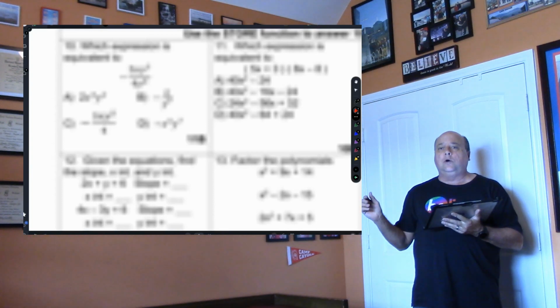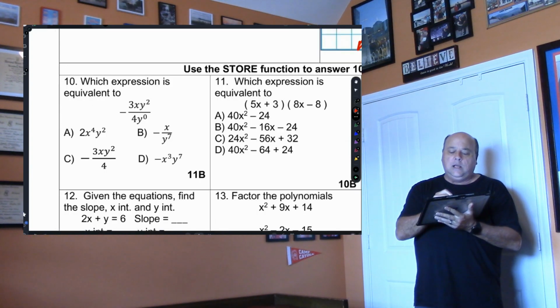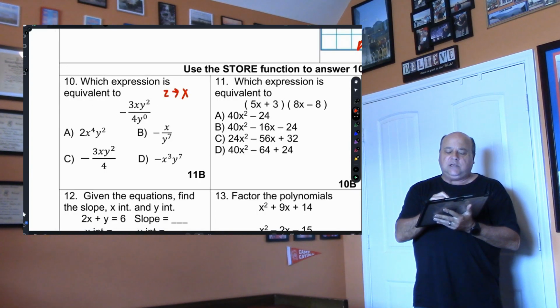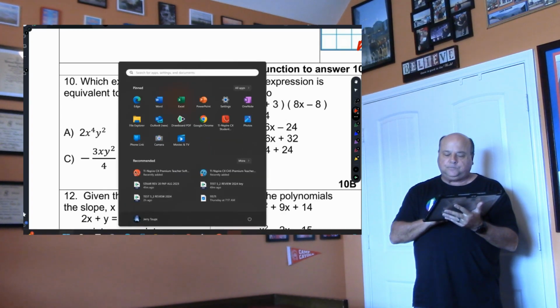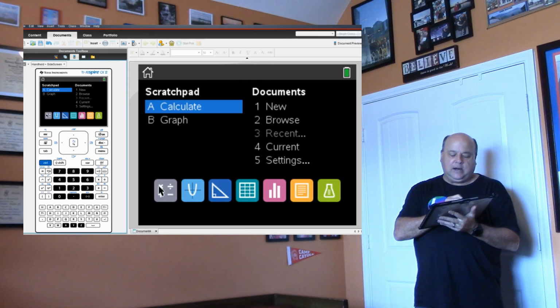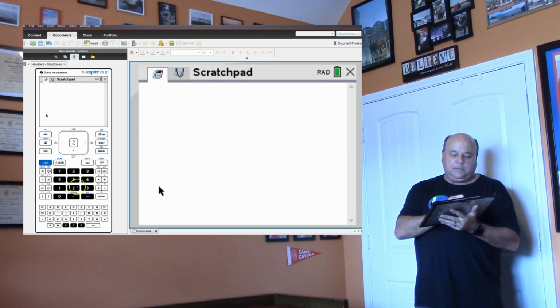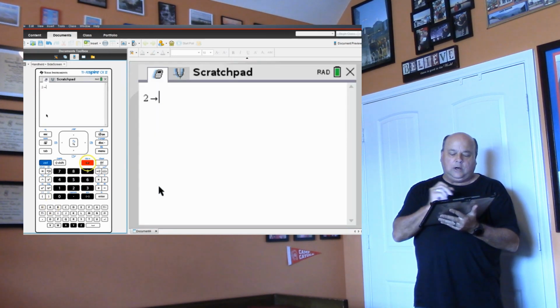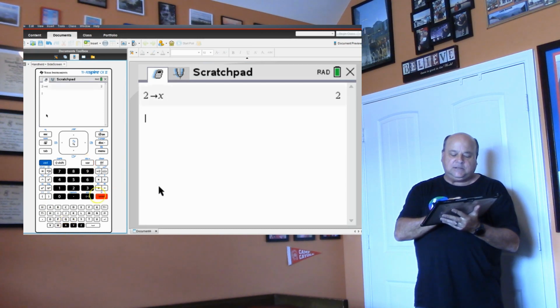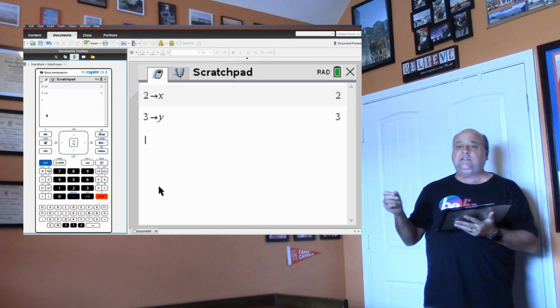This one is a store-ended. So we're going to store 2 for x, and we're going to store 3 for y. I'm going to go to my calculator, go to calculate, and do 2, control variable, and store that as x. Then I'm going to do 3, control variable, and store that as y. Not x, but y. Now I got my x and my y stored.